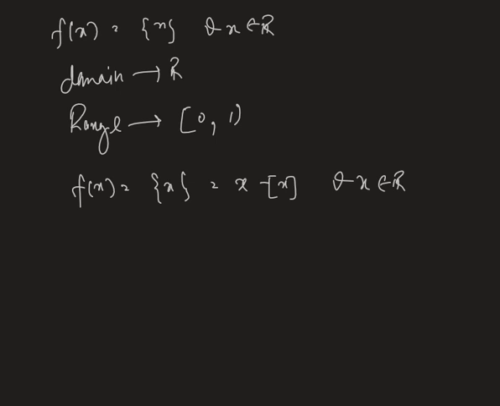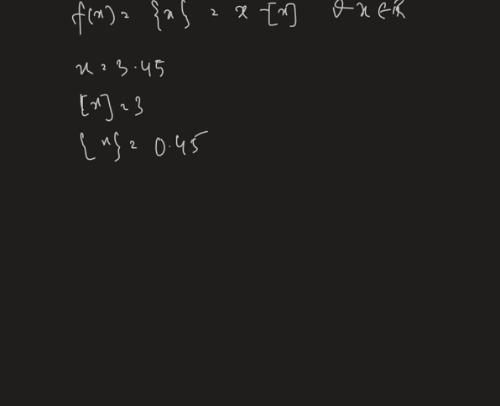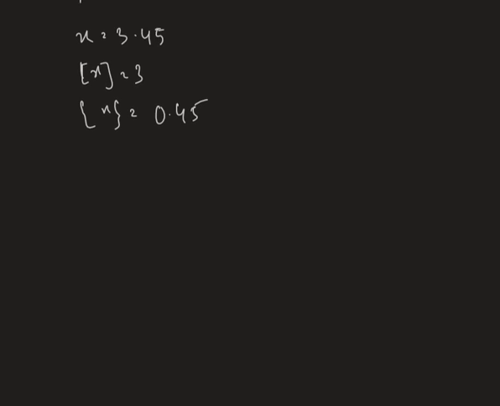Suppose here we have the value of x equals 3.45. So box of x is equal to 3, then curly braces x is 0.45. Now we try to visualize this function.